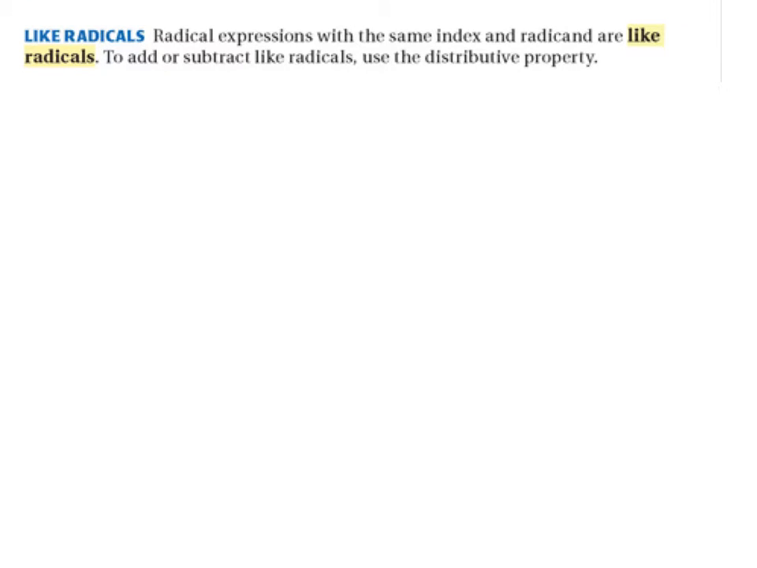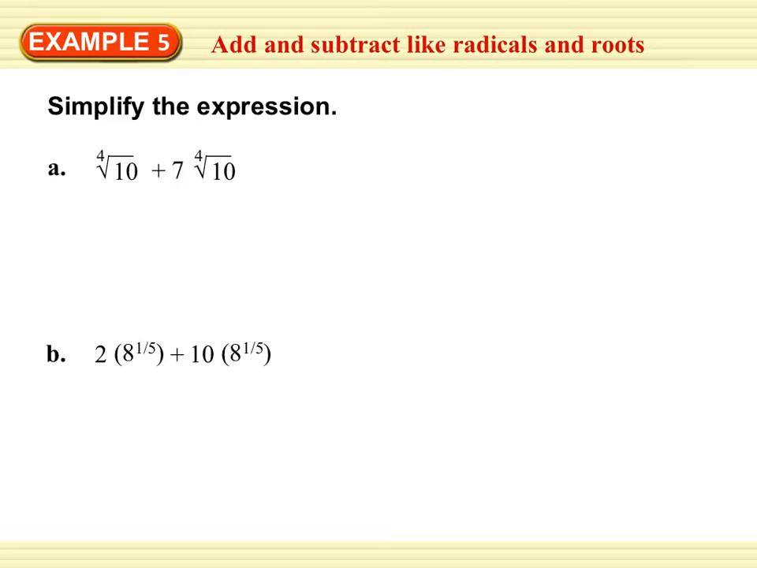Okay, last example, then we're going to practice a few. Like radicals. So radical expressions with the same index and radicand are like radicals. To add or subtract like radicals, use the distributive property. So I have the fourth root of 10 plus 7 fourth roots of 10. This is really 1. Right? I don't really use distribution. I sort of say we're collecting like terms.